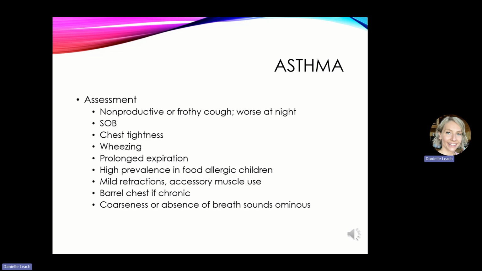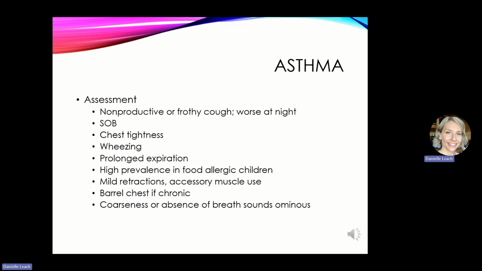There is a high prevalence of asthma in food allergic children, especially egg and tree nut allergies. They may also have a history of other types of allergies, like allergic rhinitis and eczema as well. They may have retractions, accessory muscle use, nasal flaring. They could have a barrel chest if it is chronic and they're an older child.